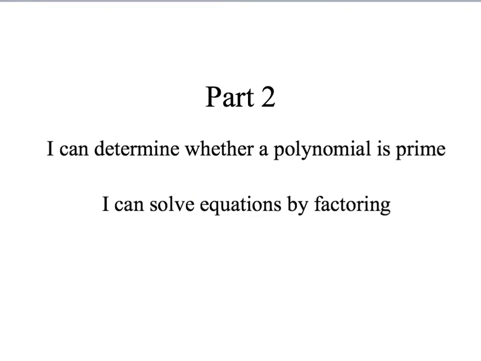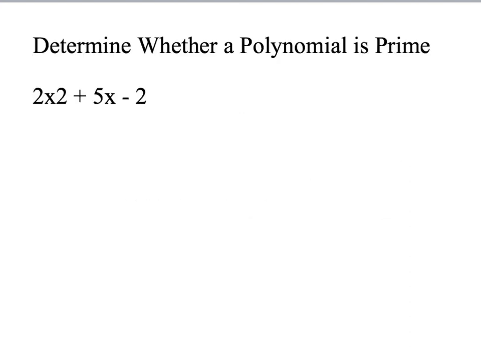Okay, so in part 2, we're going to determine whether a polynomial is prime. So that means that we can't find two numbers that will work, and then we're also going to try and solve them. Okay, so if we look here, I'm going to rewrite this. 2x squared plus 5x minus 2.